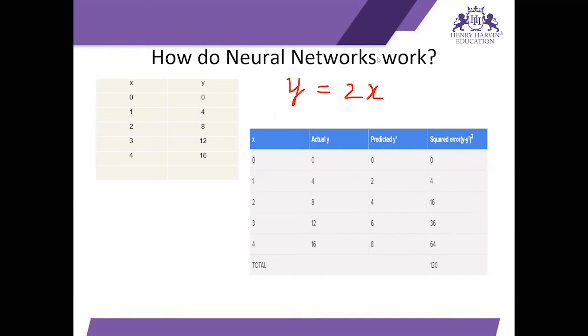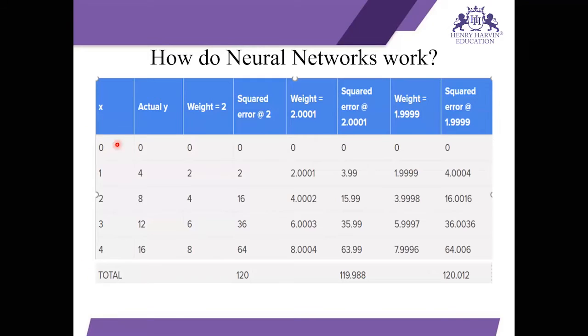Now how are we going to proceed with this? Let me explain. Here we have the x value, actual y, and weight equal to 2. This is the squared error we got. Now two things may happen. In one case, the weight is increased by a certain value, 0.0001. So the weight is 2.0001.